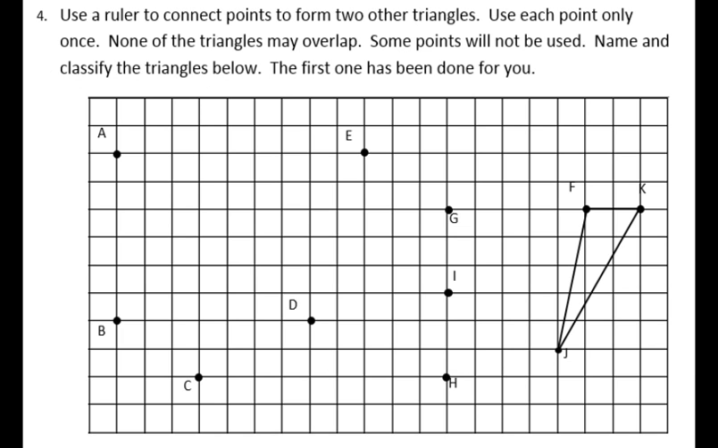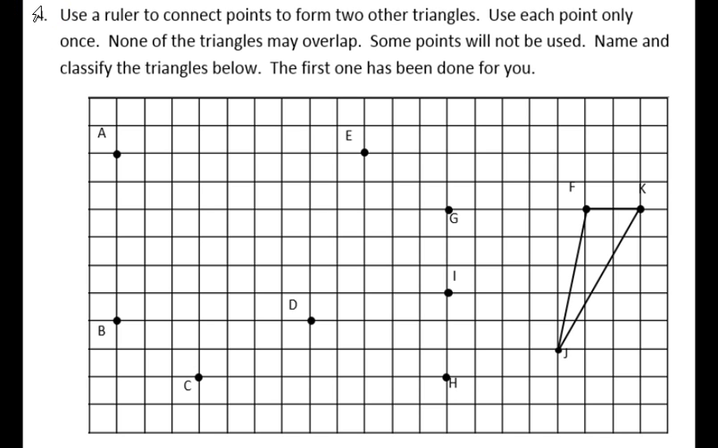In the next section, we're going to connect points on this grid to create two other triangles. We're to use each point only once, and our triangles cannot overlap. Some of the points will not be used. And then we're going to go below and name and classify the triangles that we create. Now there are different ways that you could draw triangles on this grid. I'm going to just show two different triangles that you could draw using points on the grid.